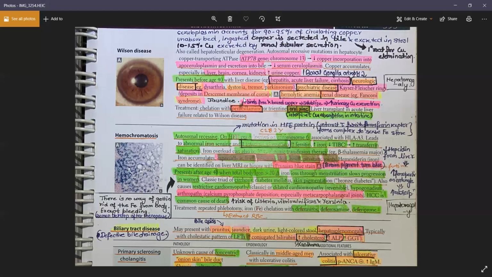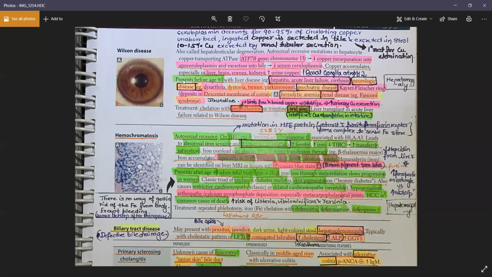Very important. It is because of deposition of the copper into the cornea, right? You will get this brownish ring around the eye known as the Kayser-Fleischer ring, and it is a highly diagnostic test for Wilson's disease.